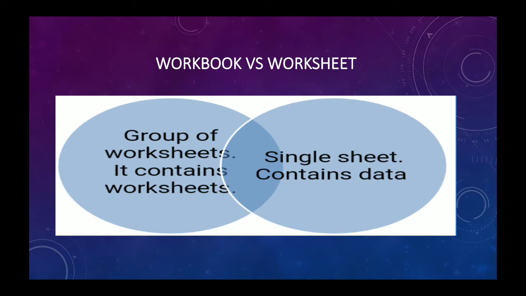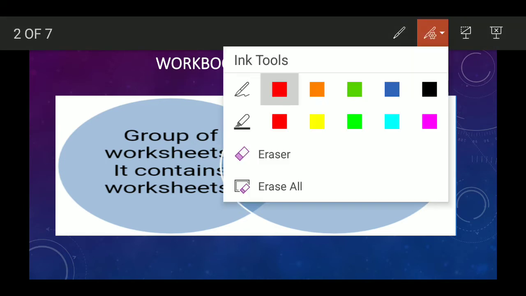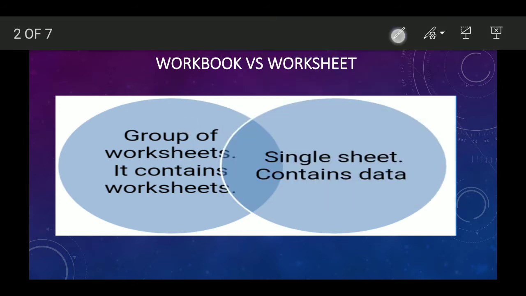This is a Venn diagram, and in this diagram we have compared workbook and worksheet. Okay, so what is workbook and what is worksheet? So first of all, let's see the first part. You have to write workbook. This one is the workbook and this one is for worksheet. Okay, so in workbook you can see the group of worksheets. It contains worksheets.